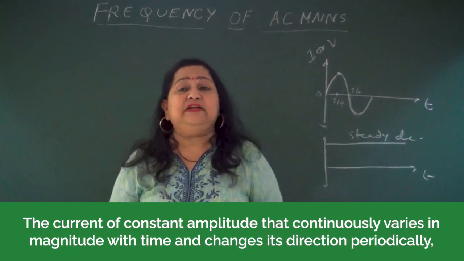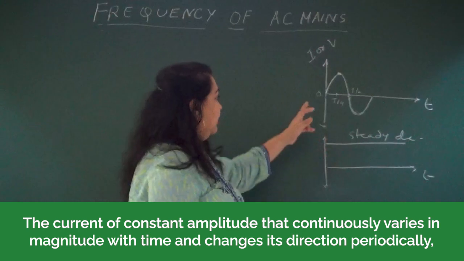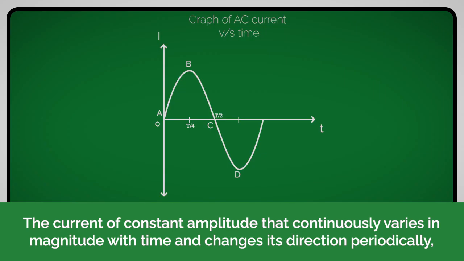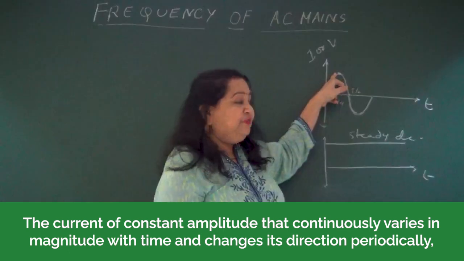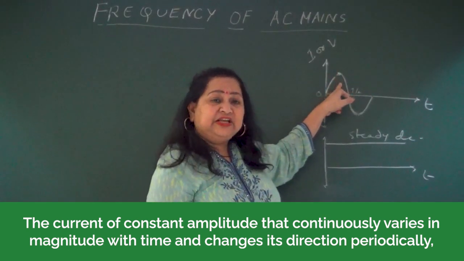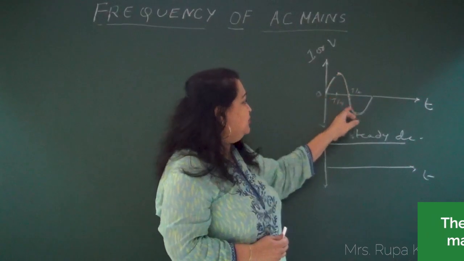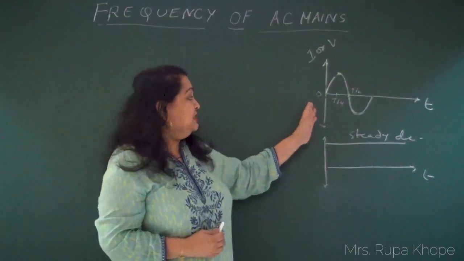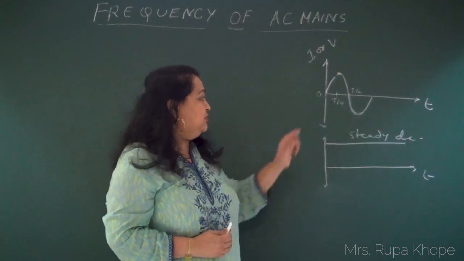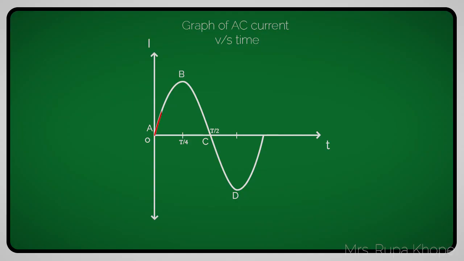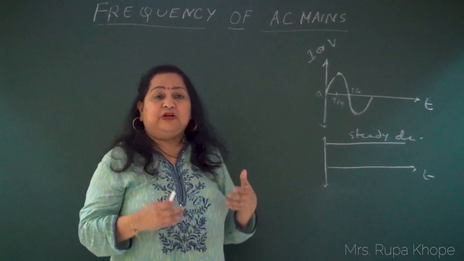A current of constant amplitude continuously varies in magnitude with time and changes its direction periodically. You can see that direction is changing. Can you see this graph? This is a graph of AC current or AC voltage. You can see the current keeps on increasing, so its magnitude is changing, becomes maximum, then keeps on decreasing, becomes zero, then it reverses its path. It comes down, again maximum, and again starts decreasing. So this is what is AC.